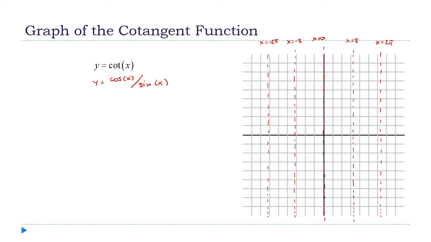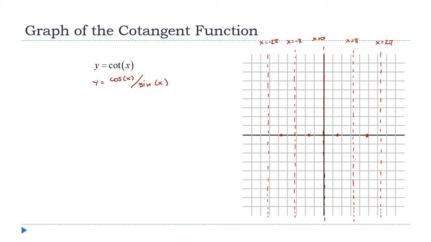Okay, so the intercepts occur wherever the cosine is 0, and that happens halfway between, right in the middle of each asymptote. So I've got one here at pi over 2. I have another one here at 3 pi over 2, and negative pi over 2, and negative 3 pi over 2. And now we can sketch the graph, right?